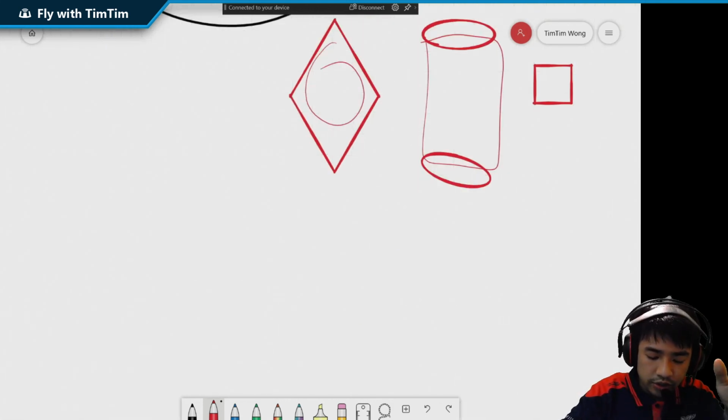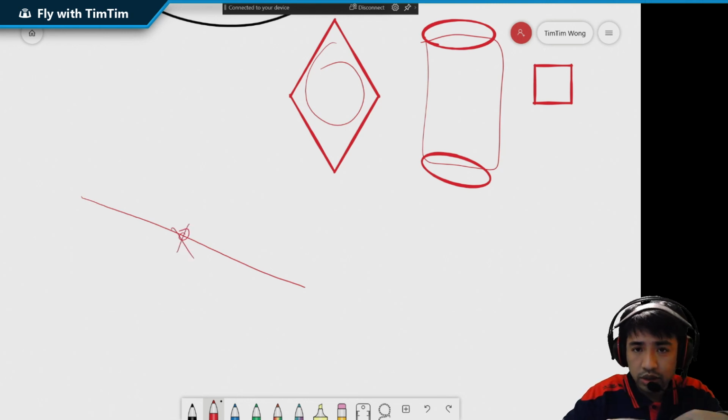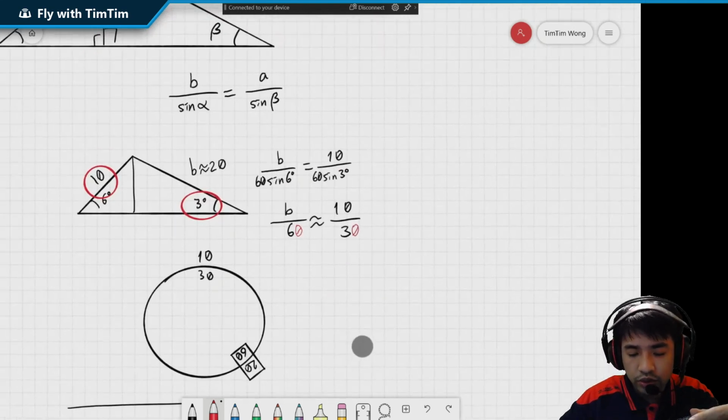If we have a very long distance, we don't want to measure the angle at the end. Try to take the center point, put your protractor near the center to take an average. Okay, so that's all for this video.